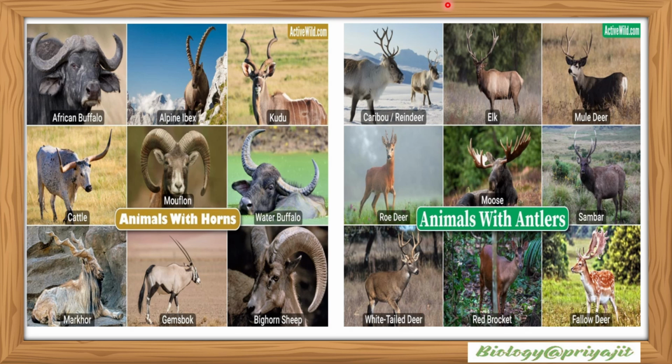The antlers vary greatly in size, branching pattern, and curvature, showcasing the diversity within the deer family, Cervidae. The second image is a collage of various animals with antlers, labeled for easy identification. It features, in the top row, caribou or reindeer, elk, and mule deer; in the middle row, roe deer, moose, and sambar; and in the bottom row, white-tailed deer, red brocket, and fallow deer.